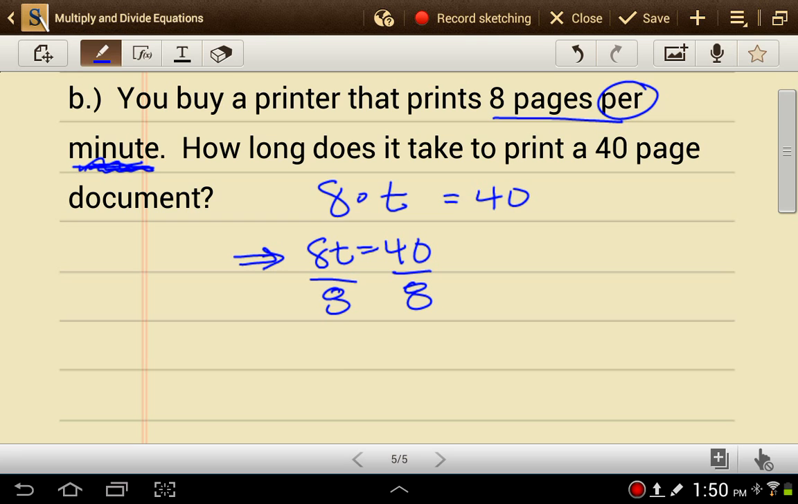Divide 8 to both sides. So I get t equals 40 divided by 8 is 5. Now I need to know 5 what? Well, how many minutes? How long? That's my minute. It's going to take me 5 minutes.